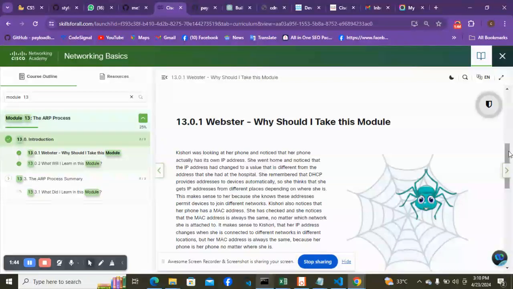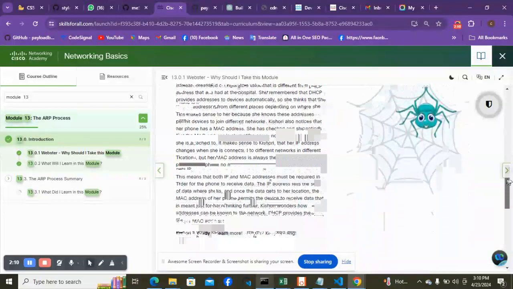Kisori also notices that her phone has a MAC address. She has checked and she notices that the MAC address is always the same, no matter which network she is attached to. So it makes sense to Kisori that her IP address changes when she is connected to different networks in different locations. But her MAC address is always the same because her phone is her phone no matter where she is. Okay, so that makes some sense.